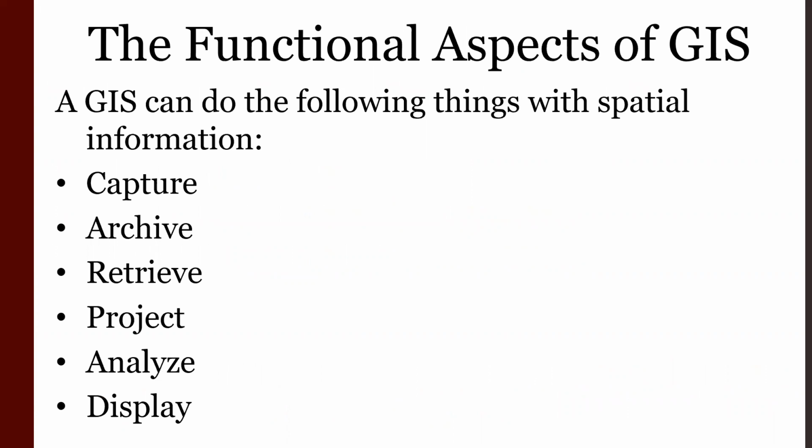Because GIS can do all of these things with spatial information. It can capture, archive, retrieve, project, analyze, and display them. Probably a lot of other words too. That's not the limit of things GIS can do. Organize. There, just keep adding bullets to this. GIS's functional aspects give us a lot of capacity, a lot of capabilities. And these functional aspects then translate spatially.